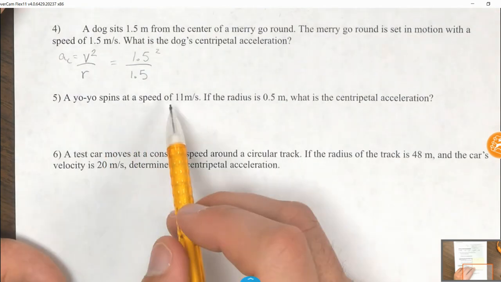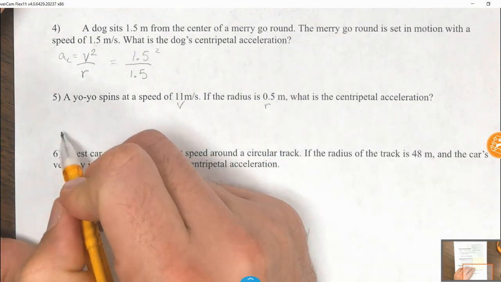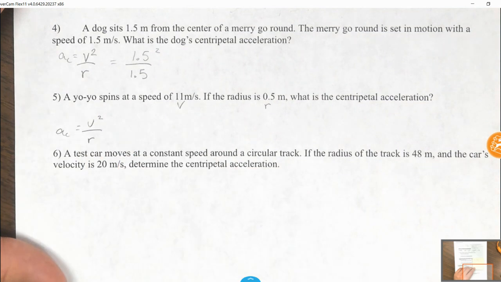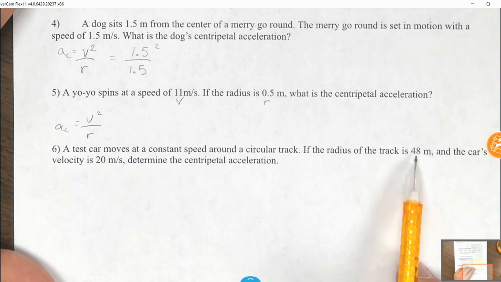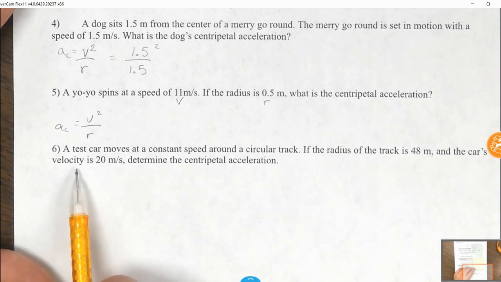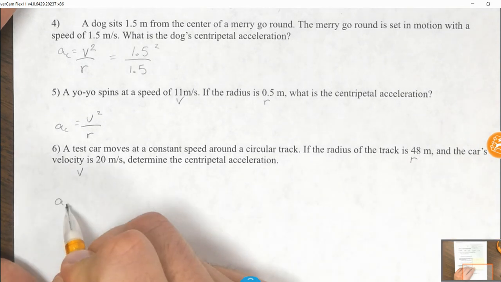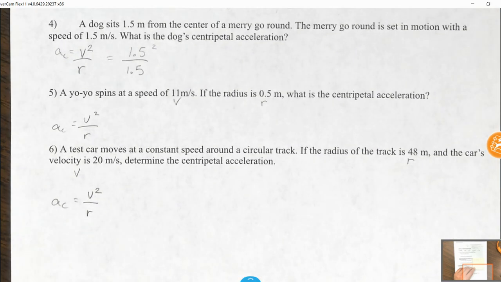The next one, it moves at a speed of 11 and it has a radius of 0.5. What is the centripetal acceleration? And then the last one, this radius is 48 meters and it has a velocity of 20. So that's v, that's r. Find centripetal acceleration. All right, so that's what you guys are going to be working on.